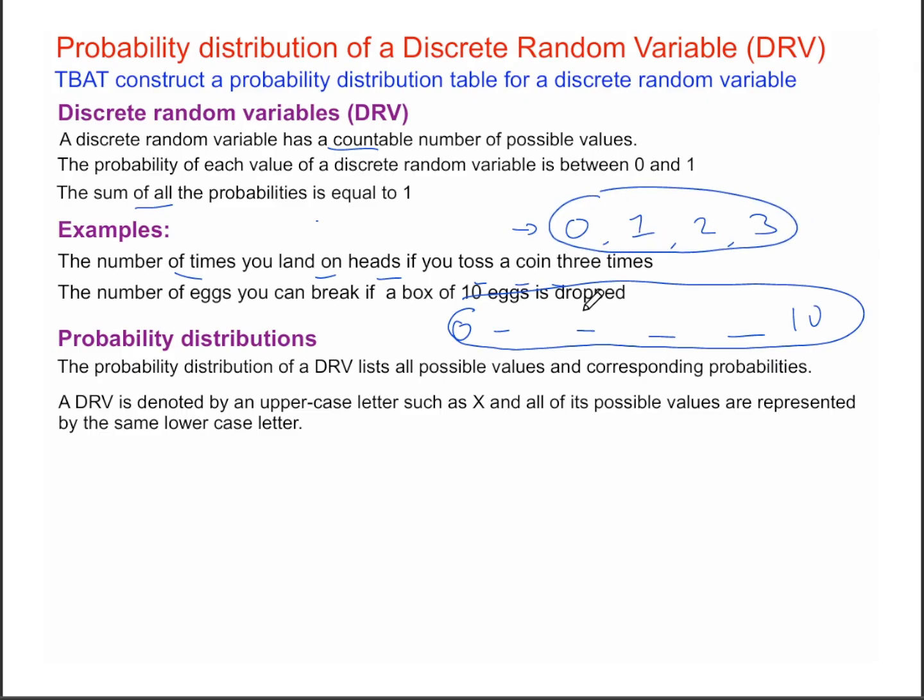They have to be discrete. That means they have to be not continuous. Then we look at probability distributions, where the probability distribution of a discrete random variable lists all the possible values and their corresponding probabilities. Usually, the discrete random variable is denoted as capital X, and all the possible values are given as small x. We will see that in an example and it will be more clear.